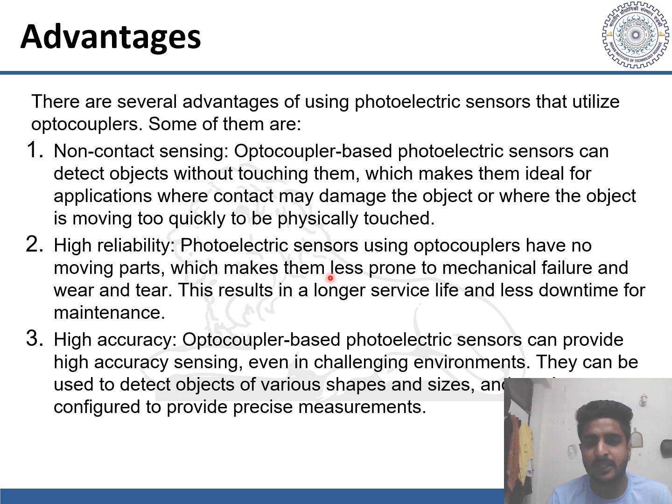High reliability. Photoelectric sensors in optocouplers have no moving parts, which makes them less prone to mechanical failures and wear and tear. This results in a longer service life and less downtime for maintenance.